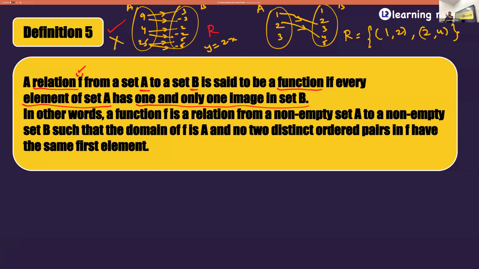Two things are to be satisfied. What is it? Every element in set A should be mapped to some element, and it should be only one element. So having said that, I will take another example like this.